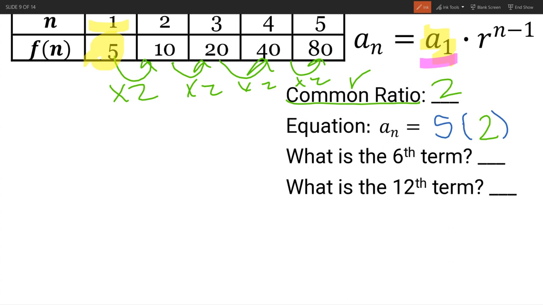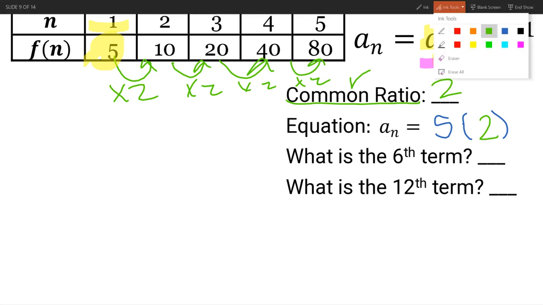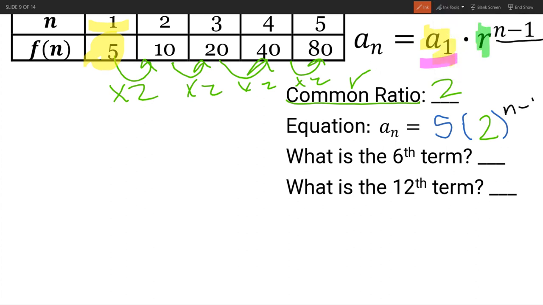And everything else is just, you're copying it down and filling in the blanks. You just need your a sub 1, which is your first term, and your common ratio, which is 2 in this case. You do need to write this part down. That's something that doesn't change. That's where your input is going to be going.